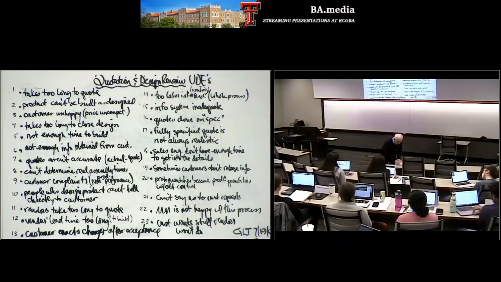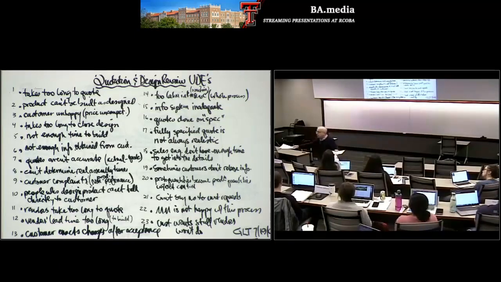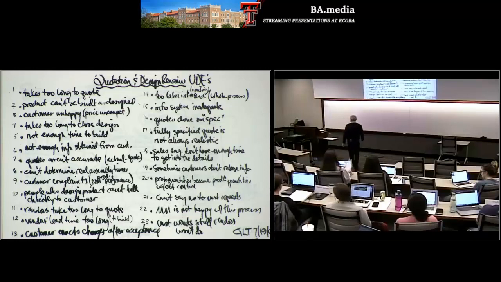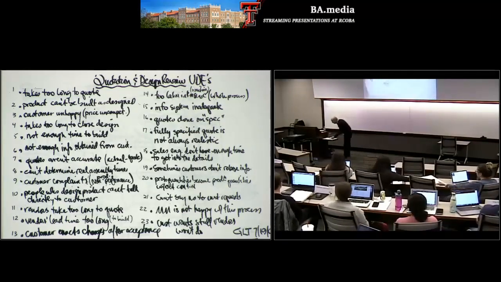Here's your copy of this. As I say, it's on Blackboard. Just pass those back somehow. And on the other side is the current reality tree that we produced.